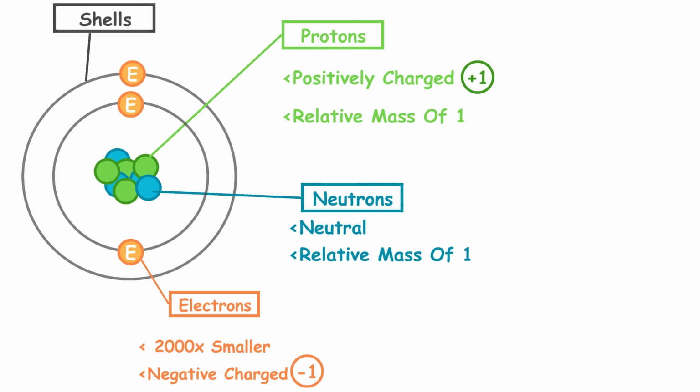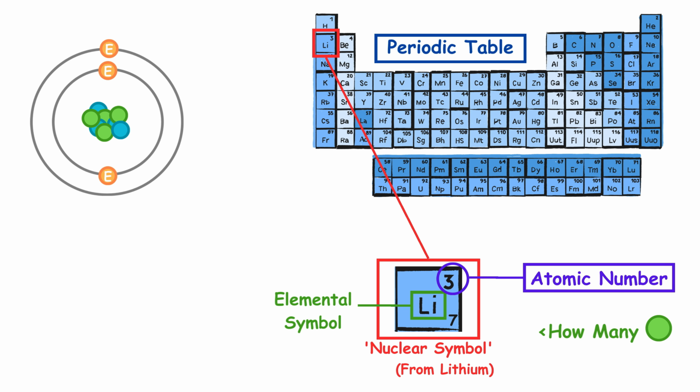Orbiting around the nucleus in shells, we have electrons. Electrons are about 2,000 times smaller than protons or neutrons and carry a negative charge. If you look at the periodic table, each box is known as a nuclear symbol and represents a specific element, like this one for lithium. Inside that box is all the important information you need to know about the element.